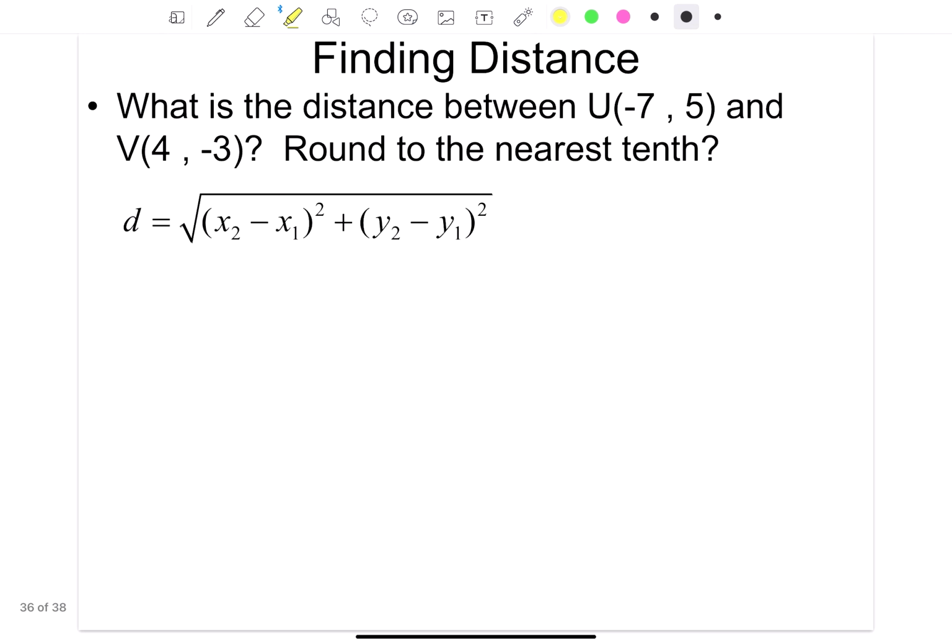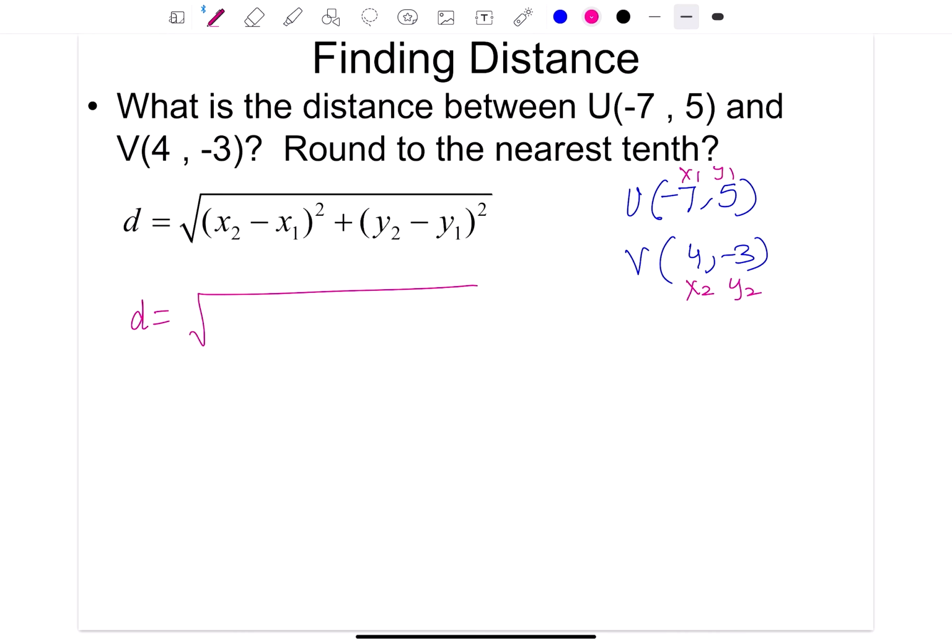Let's see an example. What's the distance between the given points U and V, and we are given the coordinates of both. So for point U, the coordinates are 7, 5. For V, 4, -3. Here we have x1, y1, x2, y2. To find the distance, we're going to go ahead and plug x2 as 4. It doesn't matter which point you call the first point and which you call the second point, it makes no difference.